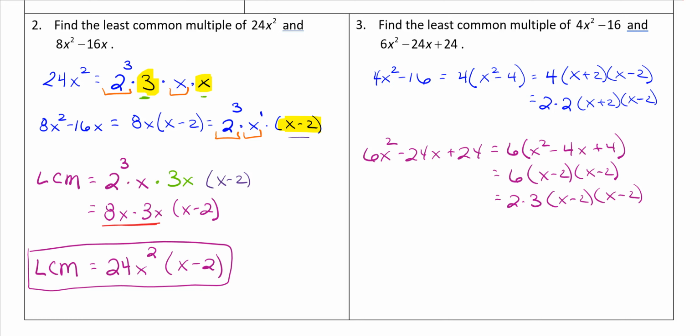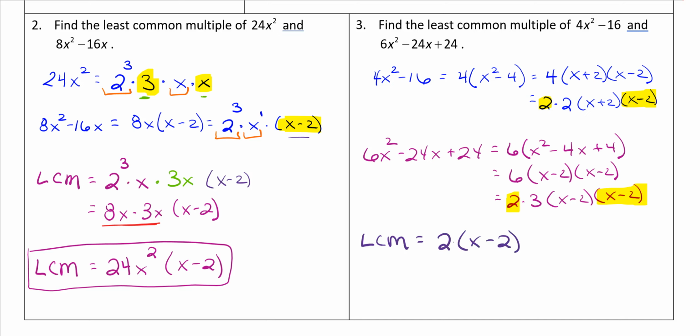So now we have to find our least common multiple. We're going to start by figuring out what they have in common. So it looks like we have a 2 in common. We also have an x minus 2 in common. Okay, so we're going to start by writing those two pieces down. So we have 2 times x minus 2.